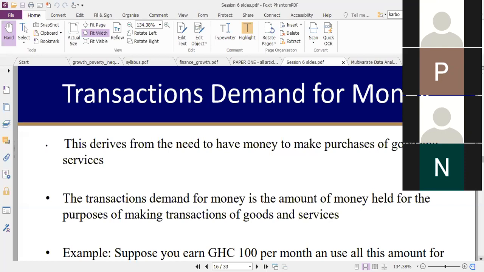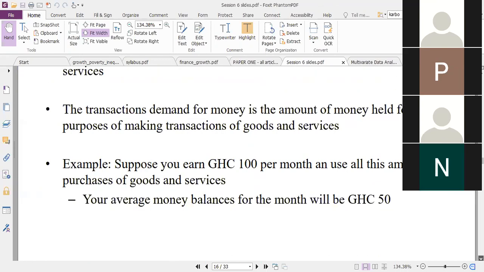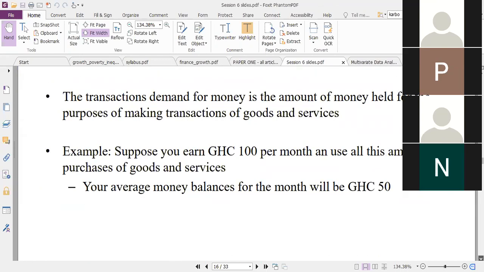Now, let's try and make some small quantitative bit of this thing. A typical example is, suppose you earn 100 cedis per month and use all this amount for purchase of goods and services. We are saying that your average money balance for the month will be 50. Now, how do we get this 50? It's not really a calculation, but I just want you to know where the 50 is coming from.